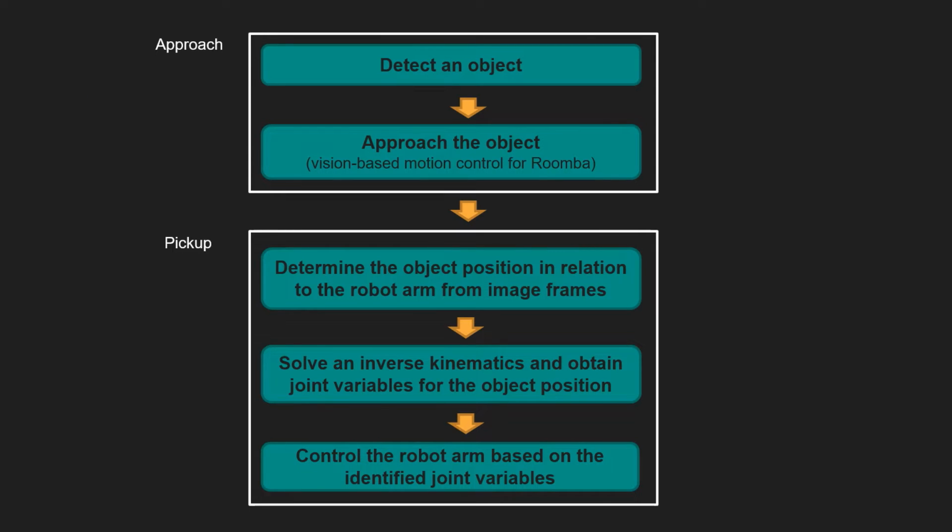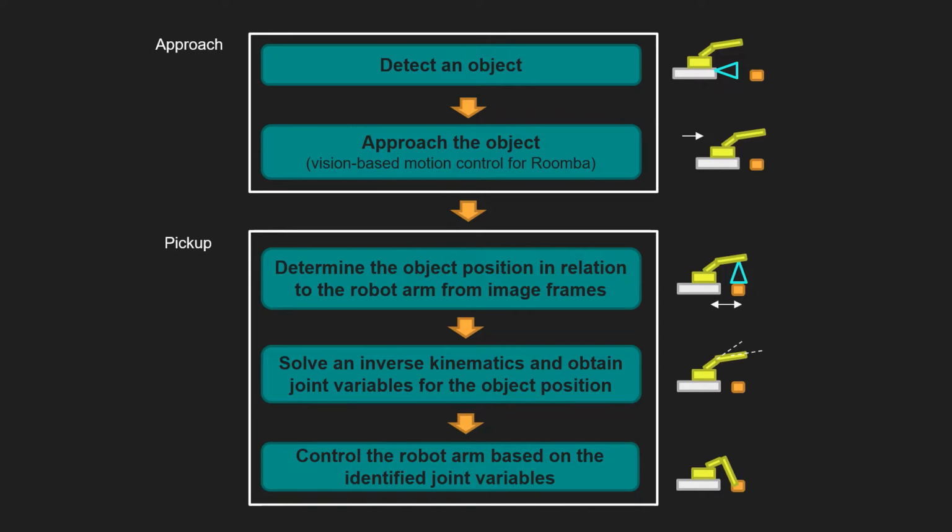The control flow of the system is shown in this slide. First, the robot detects an object using camera frames. Then it activates the Roomba's motors to approach the object. Once it approaches the object within the workspace of the robotic arm, it hands over the control to the robot arm module. The robot arm module determines the position of the object from camera image frames. Then it solves an inverse kinematics problem to obtain joint variables for the object position. Finally, it controls the robot arm based on the obtained joint variables.